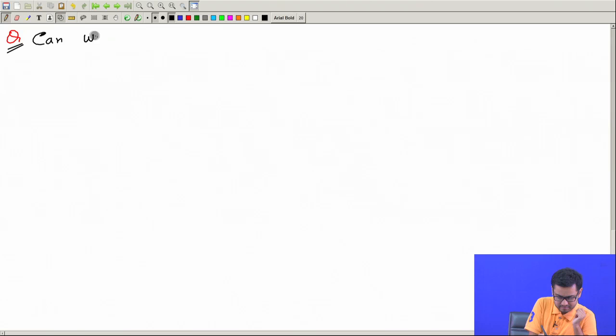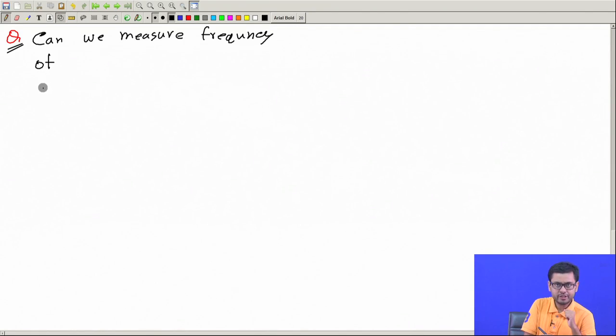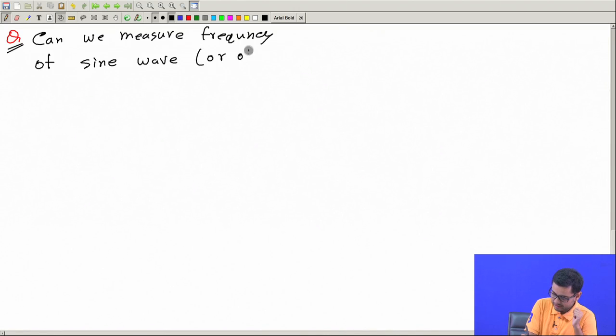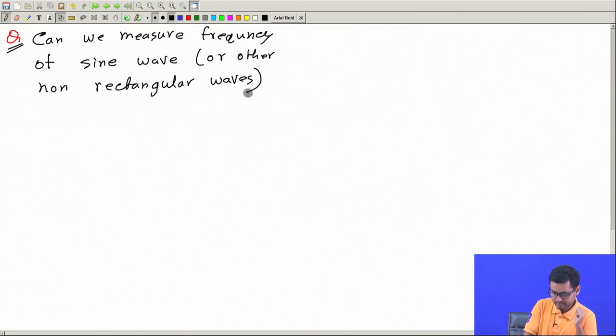Can we measure the frequency of non-square or non-rectangular waves, like a sine wave or other non-rectangular waves? Okay, so can we do that?